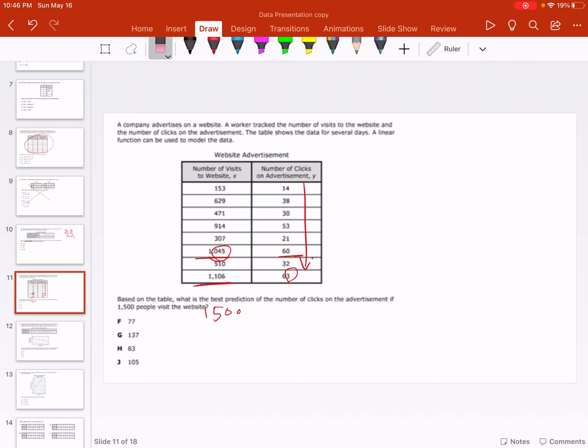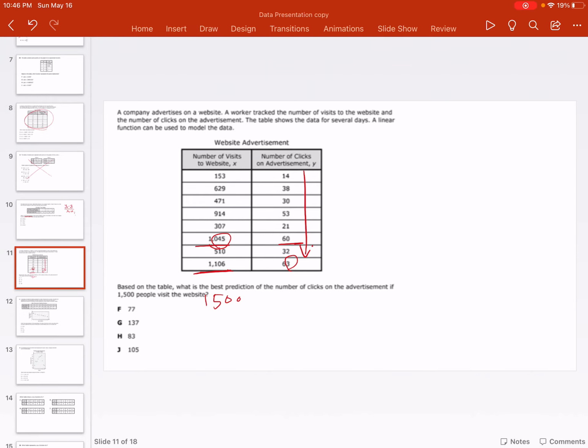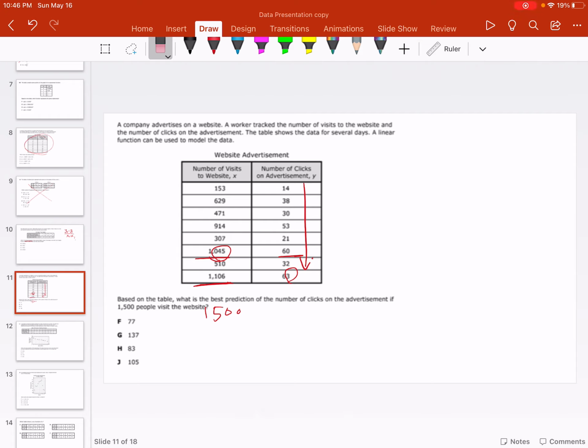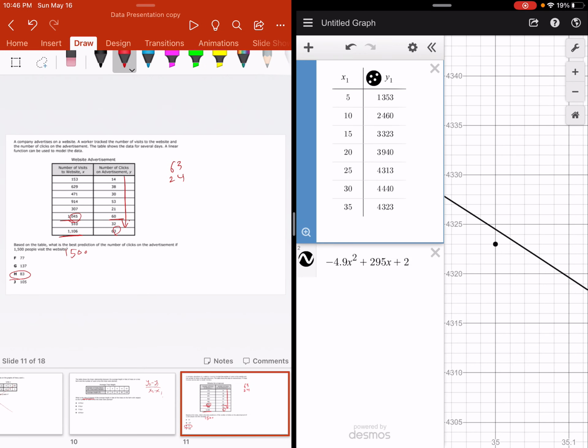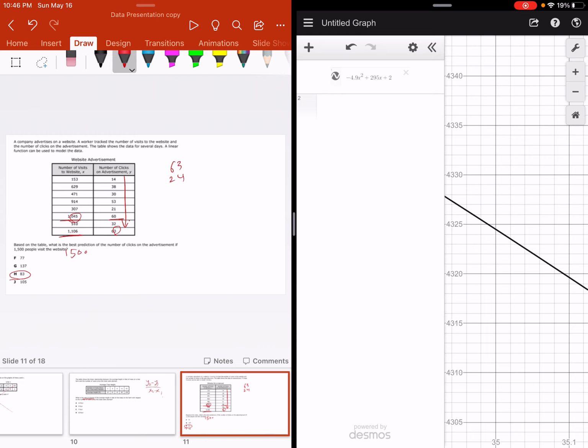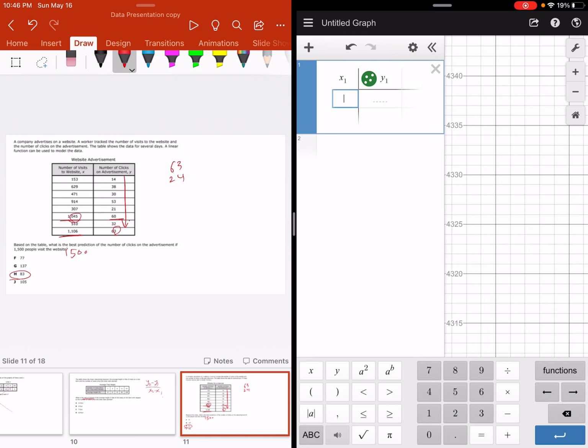So every 50 people, you get a 3 increase. So it's gonna be 8 times 3, 24. So it's gonna be 63 plus 24, so 87, something like that. Whoa, it's gonna be H most likely. Yep. But let's say, here you go. I know you're gonna think, what are you doing? I was too lazy, I'm sorry.